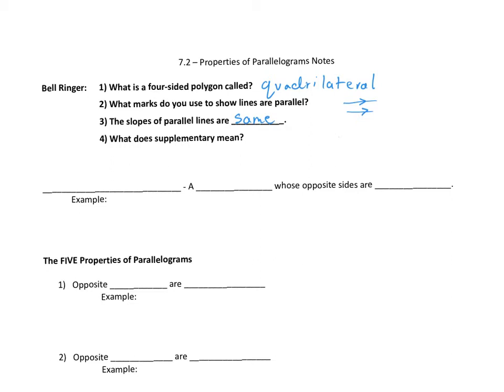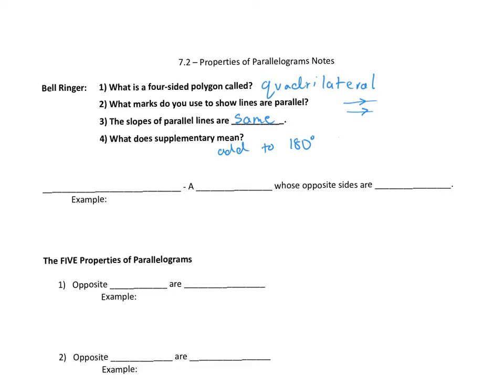Number four, what does supplementary mean? That means they add up to 180. That means they are two angles, and they have to add up to 180 degrees.